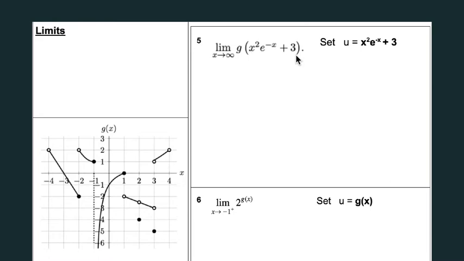So here's the way we do it. You know how much Mr. Long loves to do substitutions. To make our life easier, we're going to let u equal x squared times e to the minus x plus 3. Because these are really tricky, we have to simplify it down, right? Because I have to point to whatever this is at infinity first before I can point to what g is. So let's take a look at how we might do this.